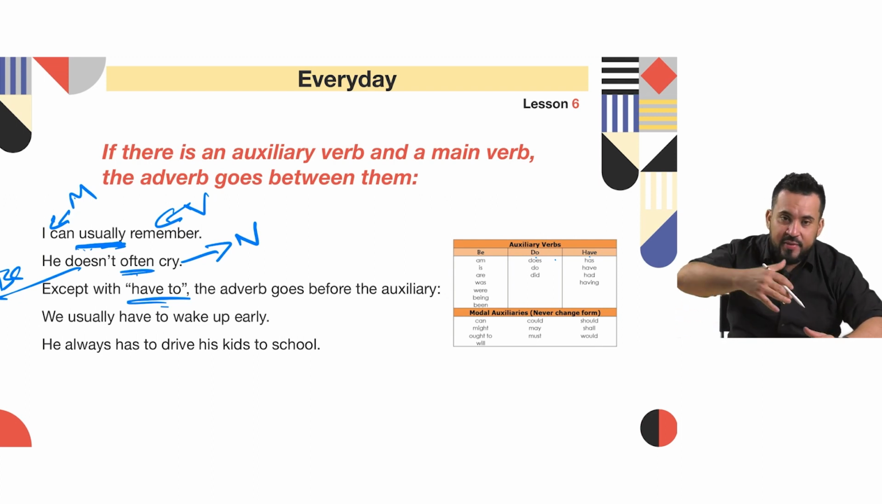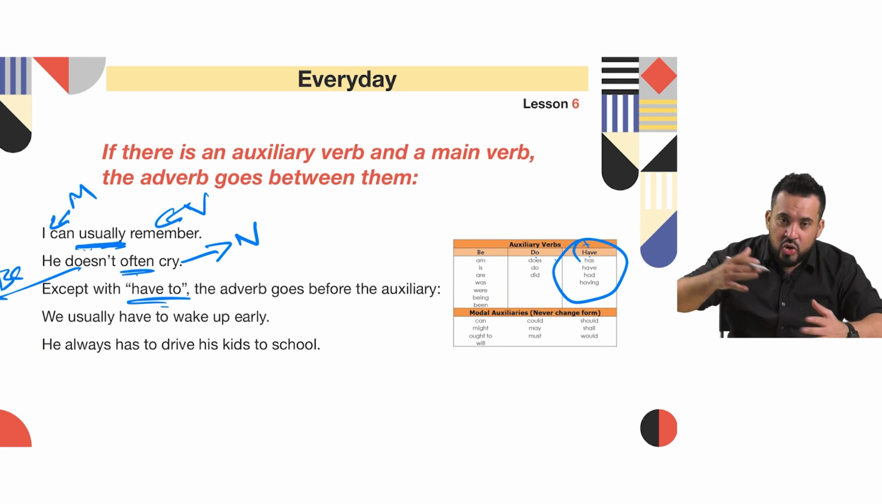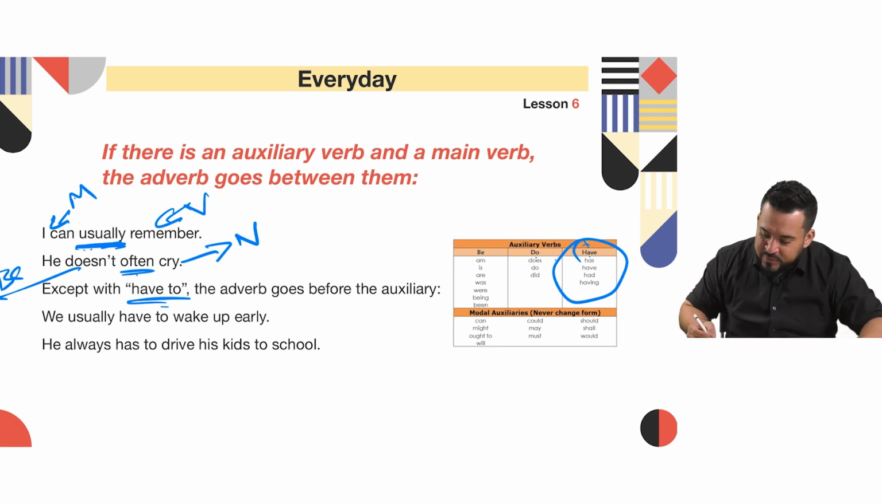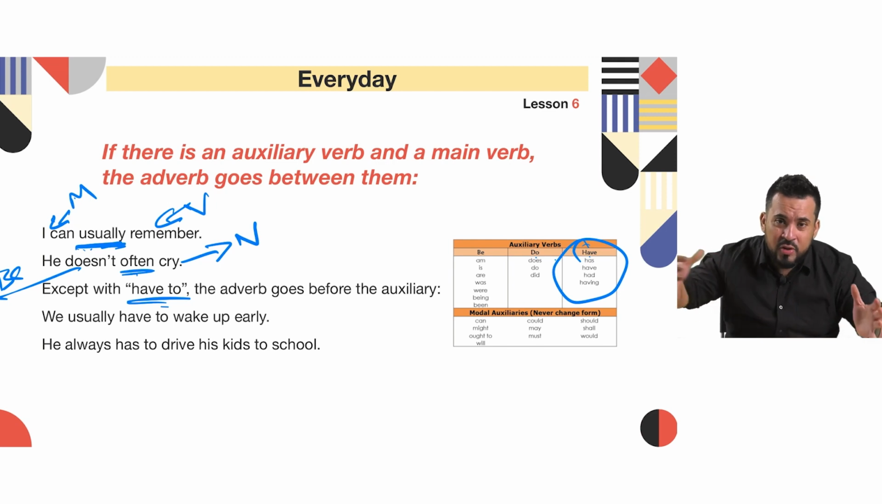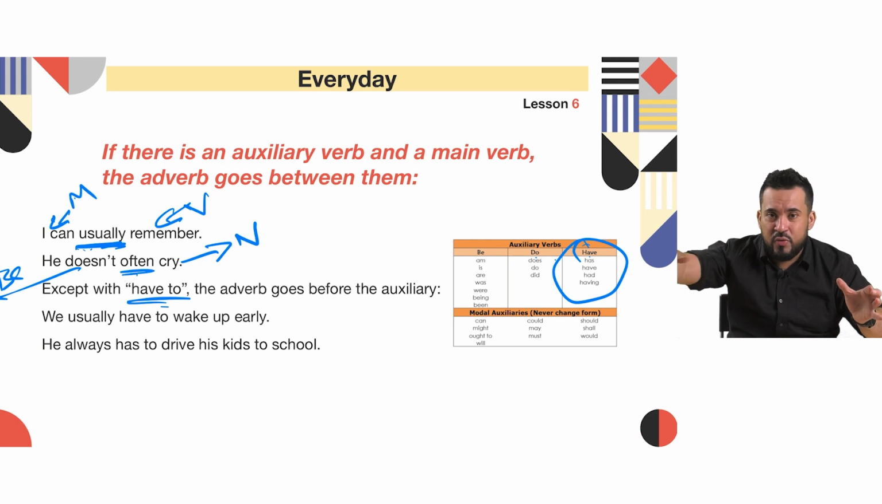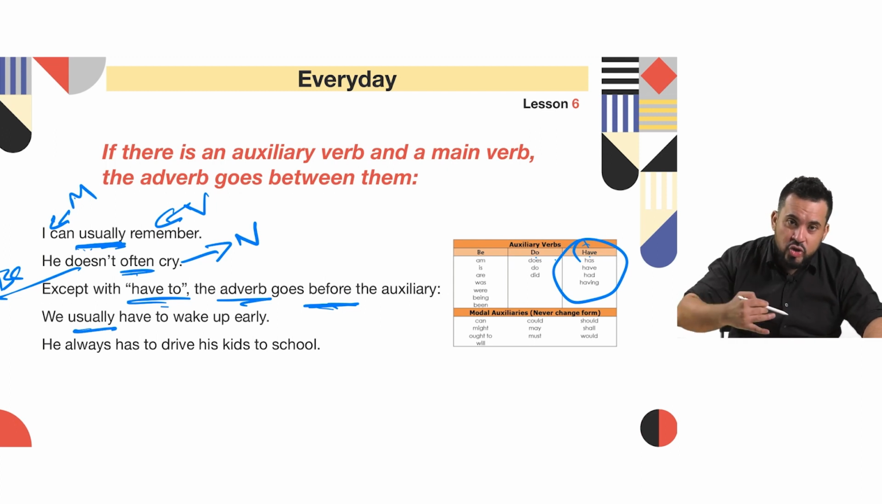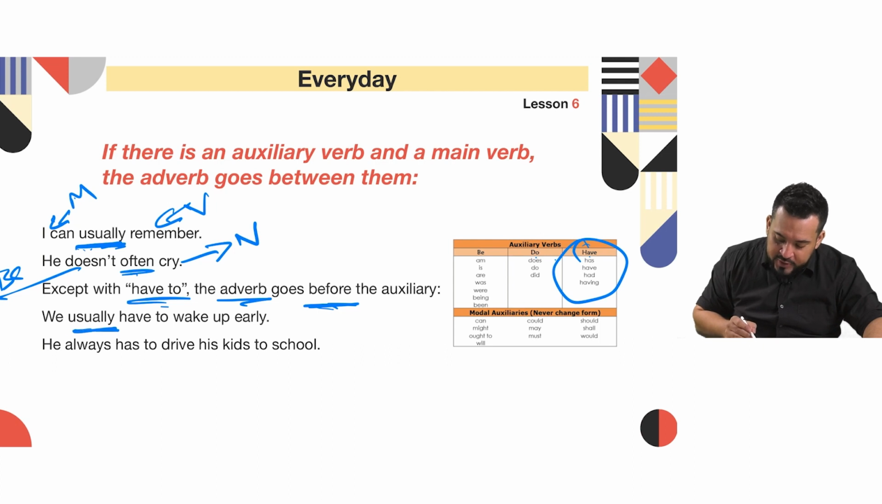Have is an auxiliary, but it's followed with to, which gives it a different rule. It's sometimes considered a modal, but a different rule applies to have to. So with have to, the adverb goes before the auxiliary. Like, we usually have to wake up early. Here the time adverb usually goes before have to.